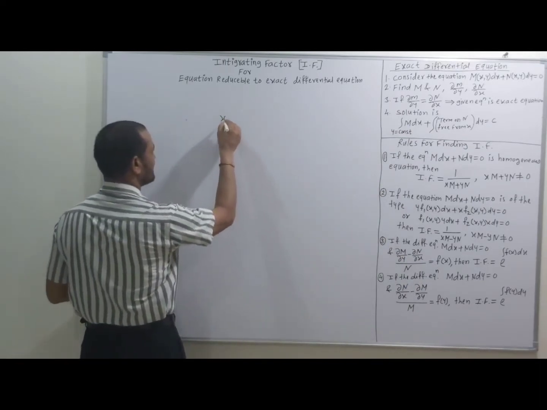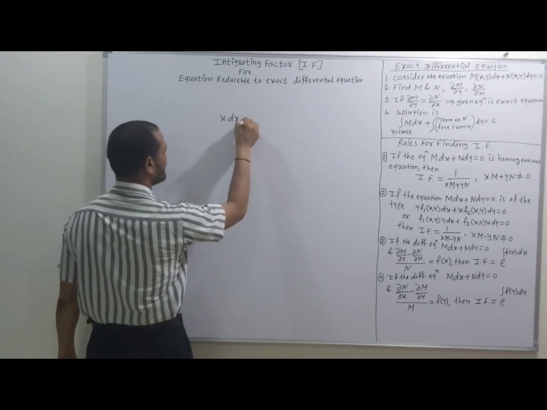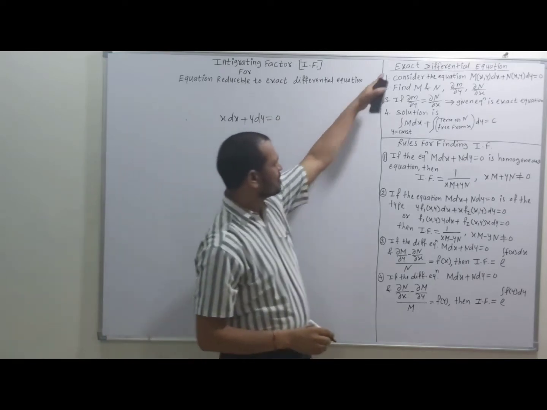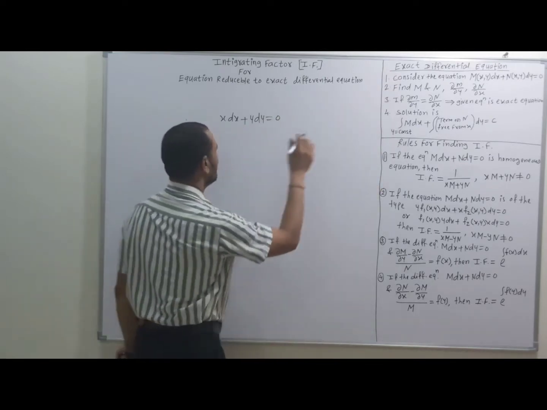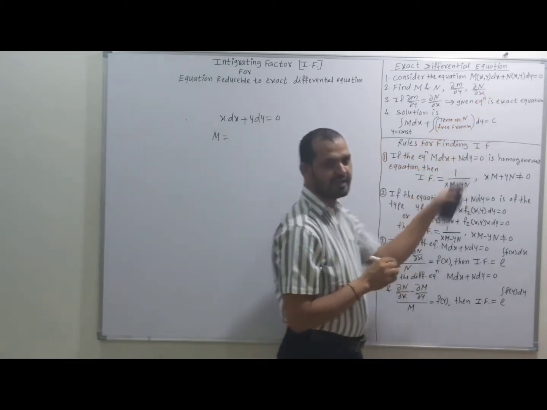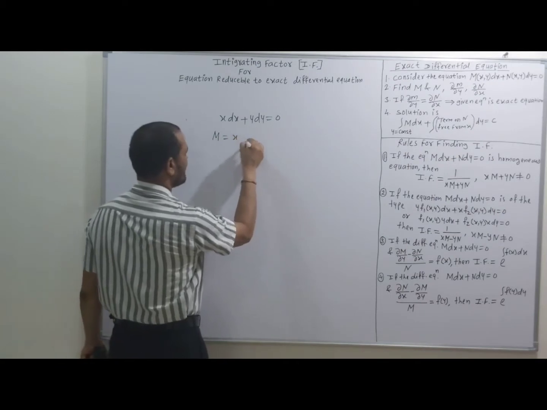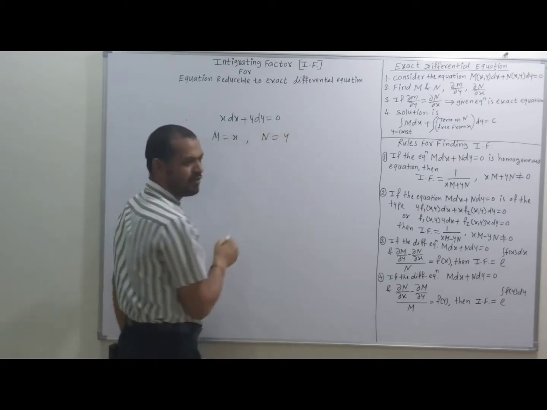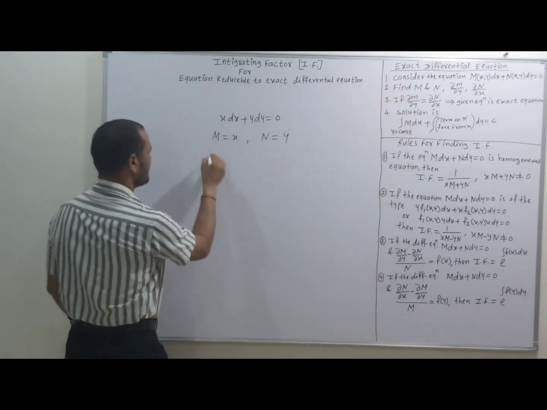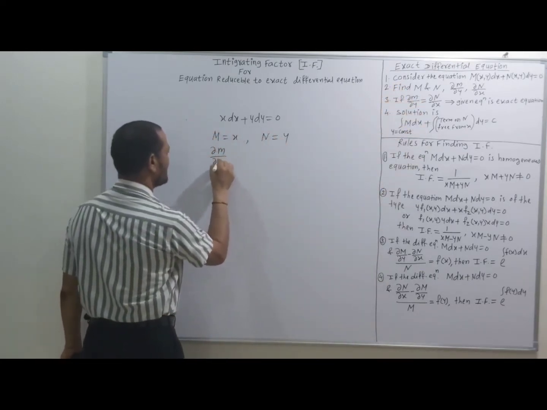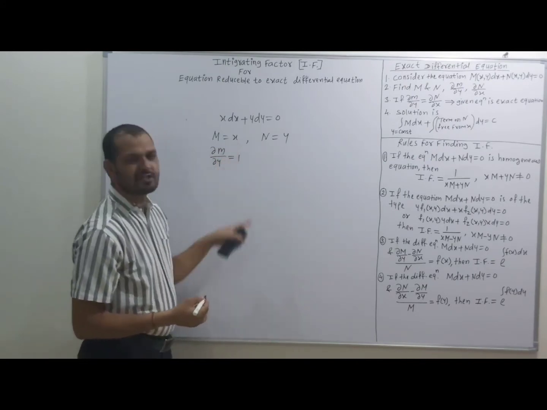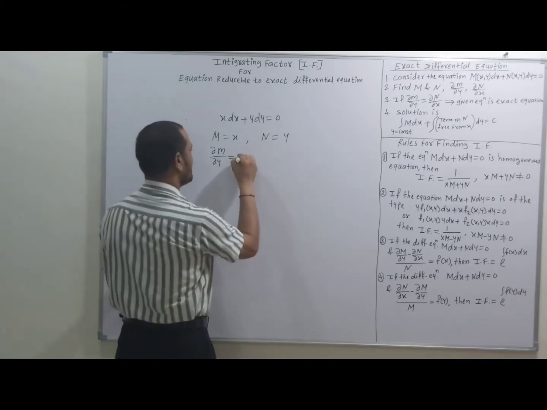So the example is: suppose the equation is x dx plus y dy equal to 0. If we wish to solve this example by the exact method, then here the value of M, which is the coefficient of dx, is x, and the value of N is y. So after step number one, step number two is to find the partial derivative of M with respect to y. Here we are taking the derivative with respect to y, that means x is constant, so the derivative of a constant is 0.